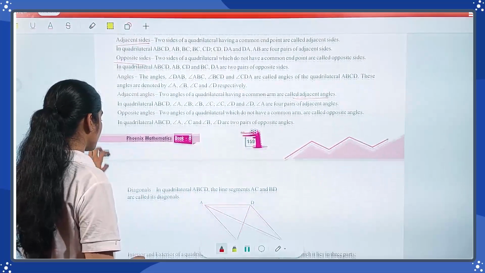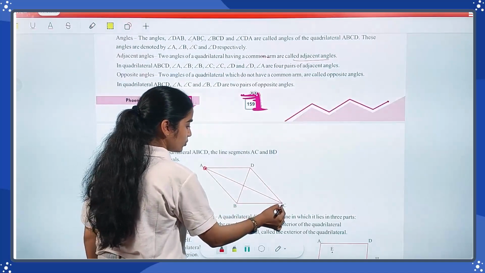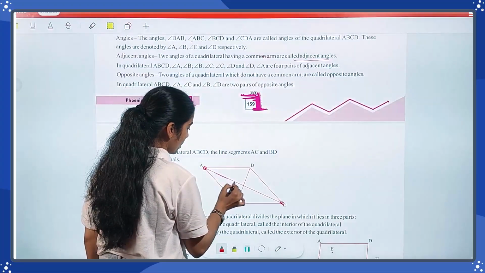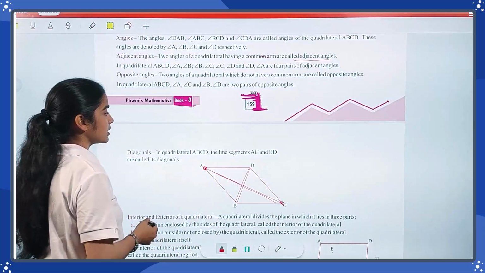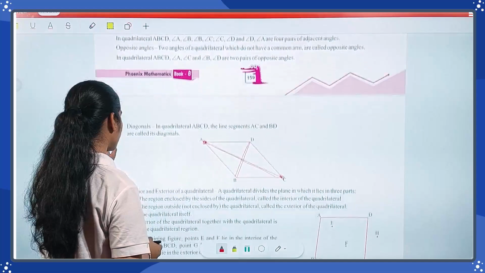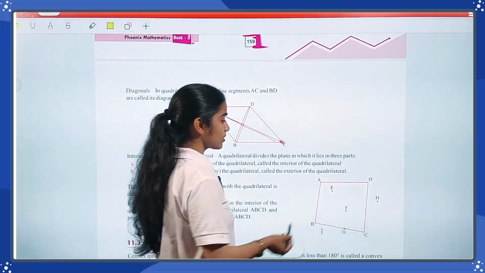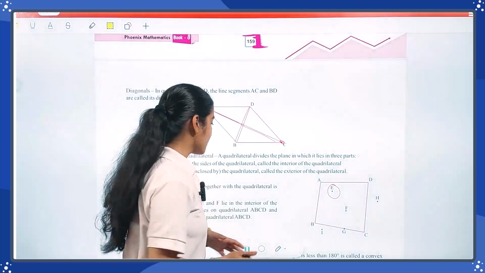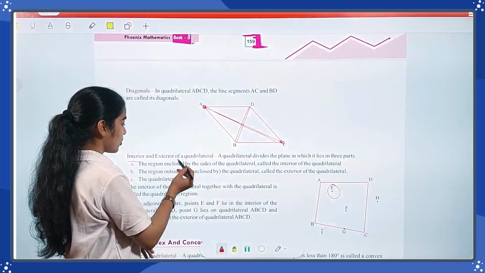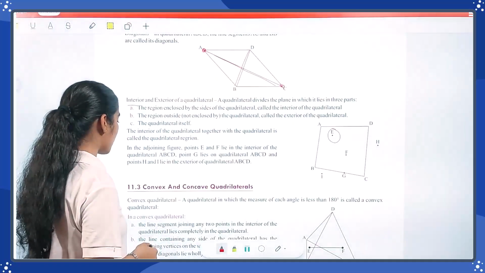Now we have diagonals. Diagonals means when we join two opposite vertices, we have a diagonal. In quadrilateral ABCD, the line segments AC and BD are called its diagonals. Interior and exterior points of a quadrilateral: the points which lie inside the quadrilateral are referred to as interior points, and exterior points are those which lie outside of the quadrilateral.